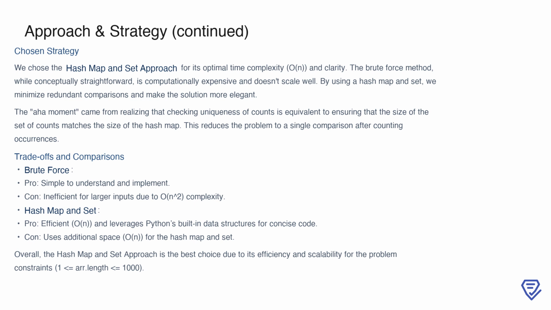The key realization that makes this approach elegant is that checking for unique counts boils down to comparing the size of the set of counts to the size of the hash map. This simplification means we can solve the problem with minimal effort after computing the counts.